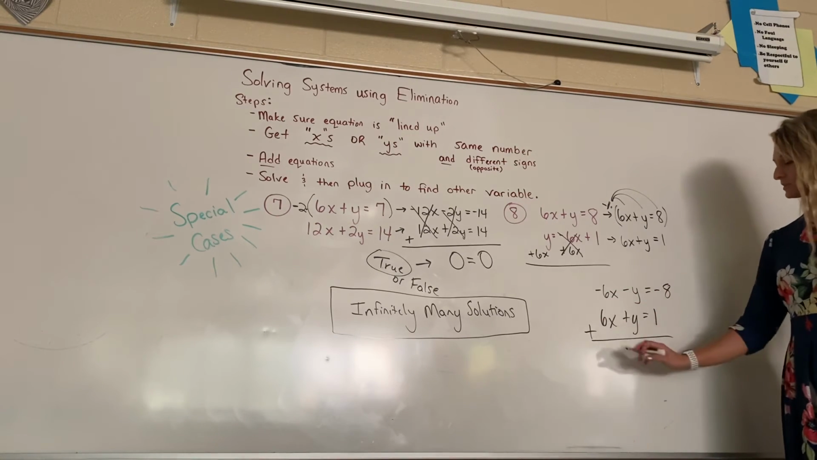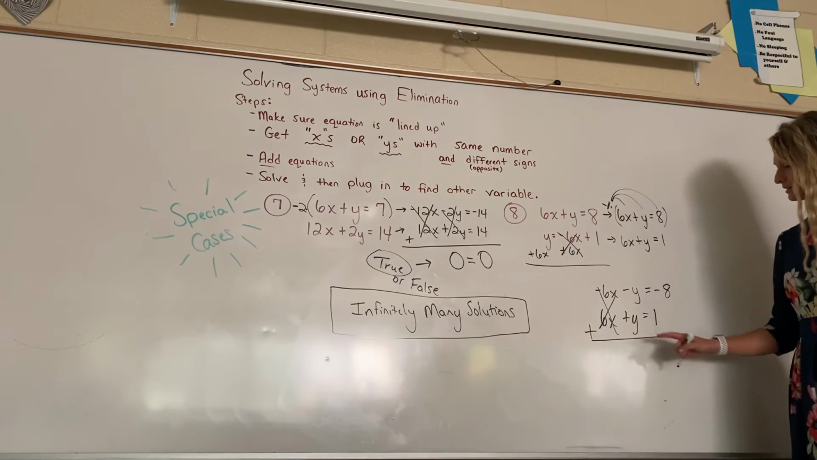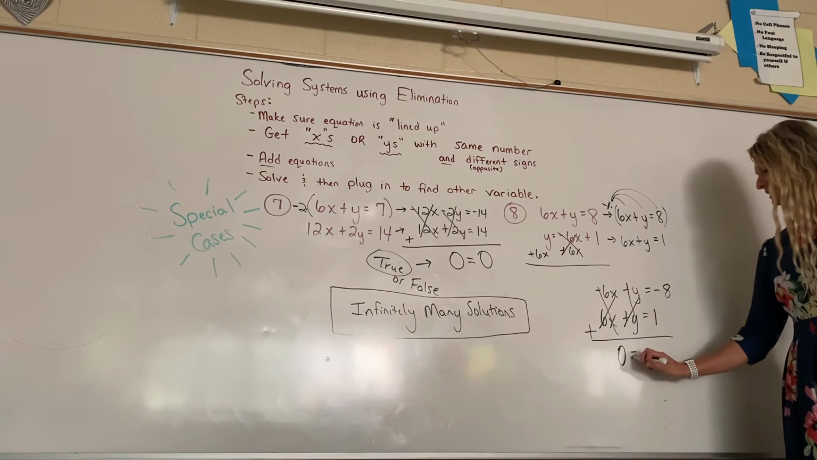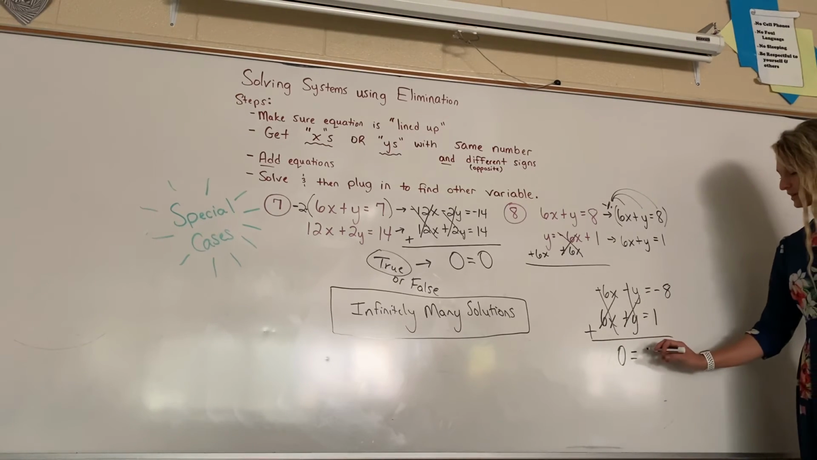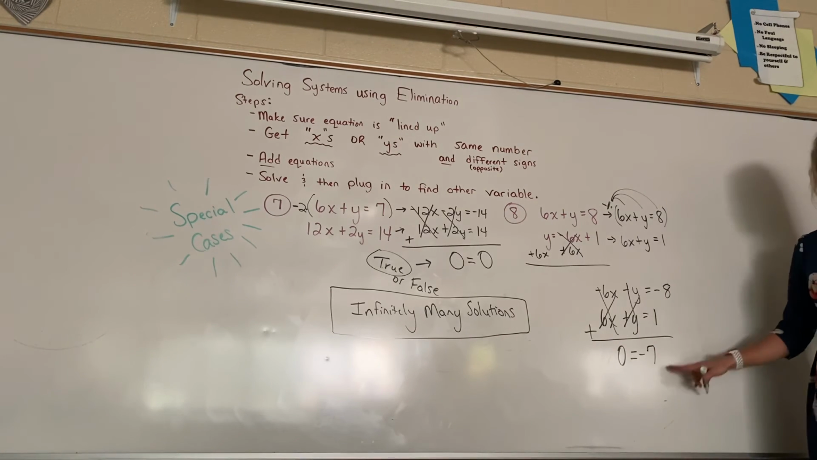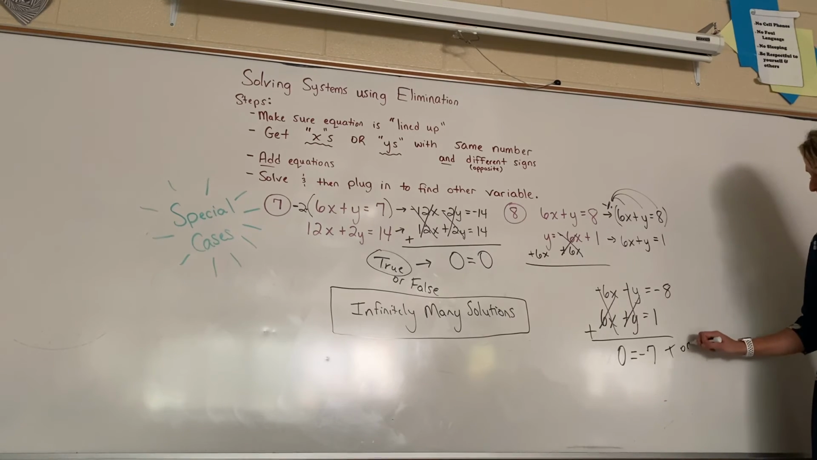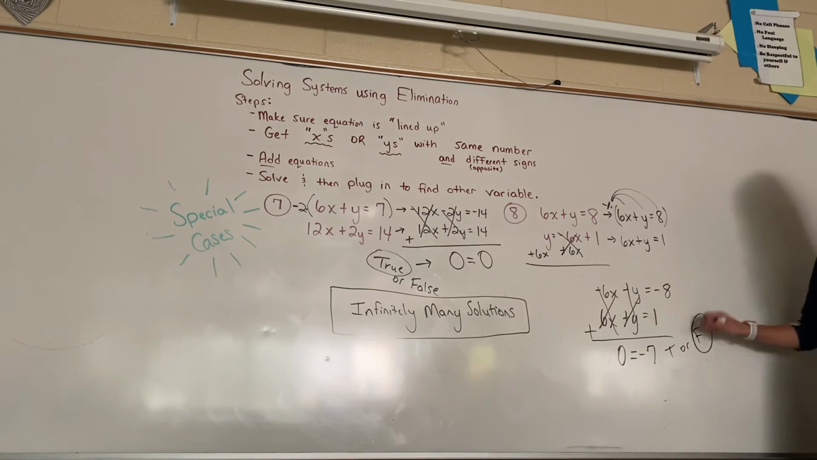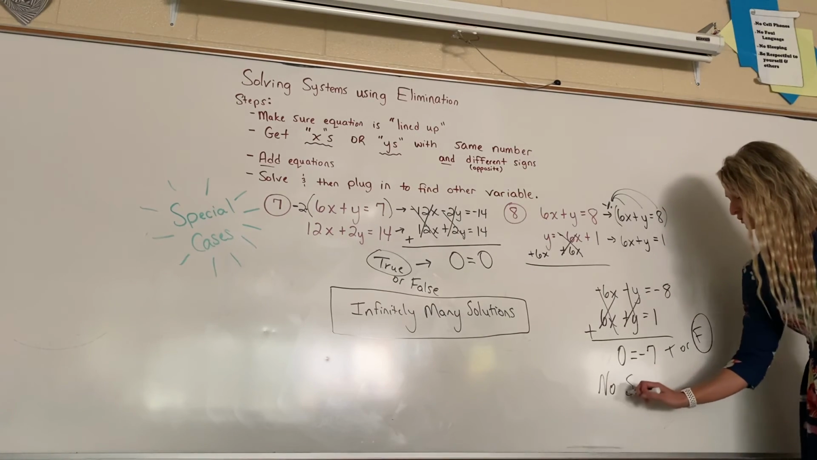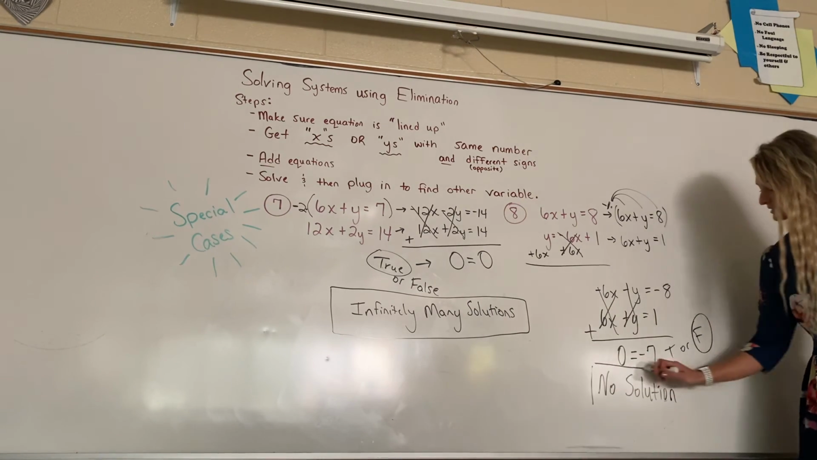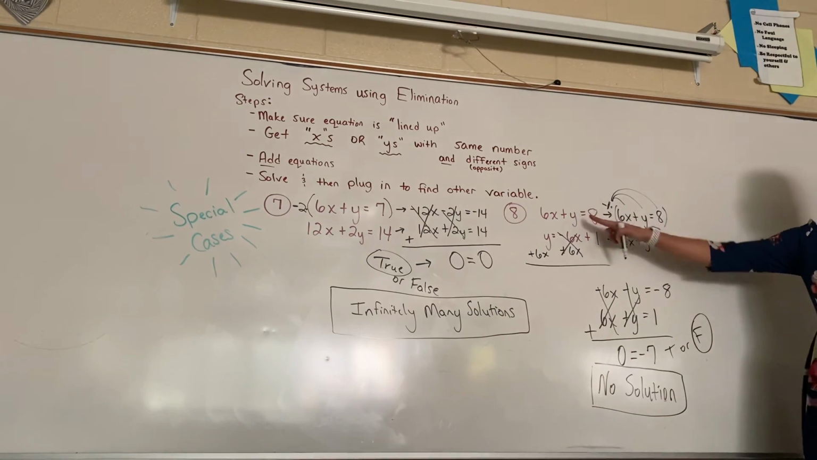So negative 6x plus 6x is 0, so that goes away. Negative y plus y, that's also 0, so you get 0 on this side. And then negative 8 plus 1 is negative 7. Okay, so notice my variables went away again. You ask yourself the same question. Is this true or false? 0 is not the same thing as negative 7, so that's false. And so when it's a false statement, that means that there's no solution that will work in that system of equations. There's not an x and a y that will work in both equations.